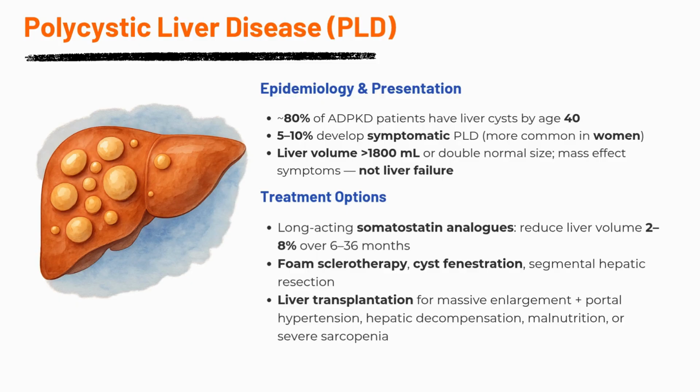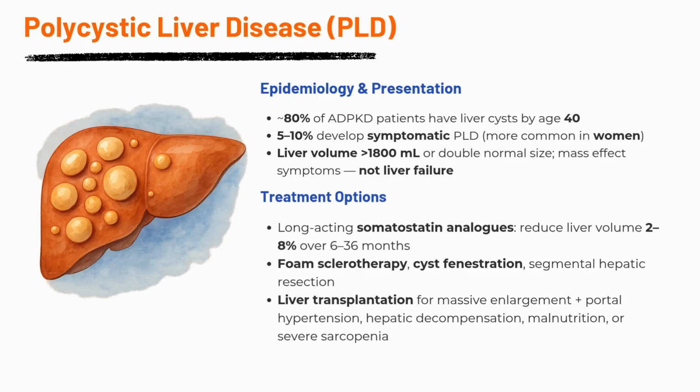Now let's move to another important extrarenal manifestation of ADPKD, polycystic liver disease. This is very common but often underdiagnosed, especially in terms of symptoms and management. By the age of 40, up to 80% of patients with ADPKD will have liver cysts. However, only about 5 to 10% will actually develop symptomatic disease. And importantly, polycystic liver disease is more common and more severe in women, likely due to hormonal influences.